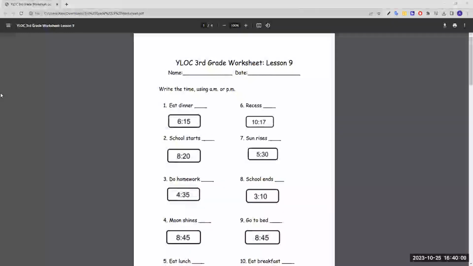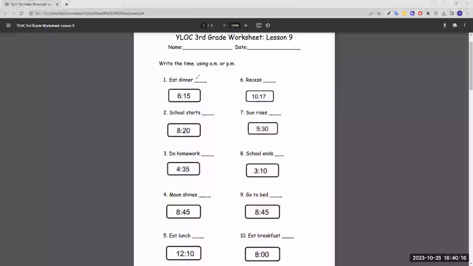So number one, we eat dinner at 6:15. 6:15 is we eat dinner at nighttime, so this would be PM. Number two, school starts at 8:20. This is in the morning, so it'd be AM. 3, do homework at 4:35. This would be PM because it's after 12, which is noon.